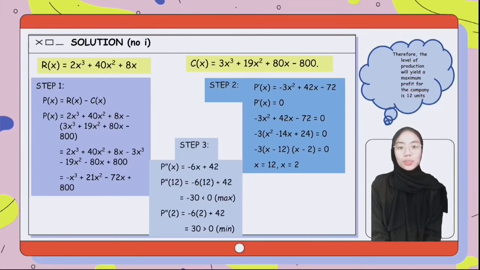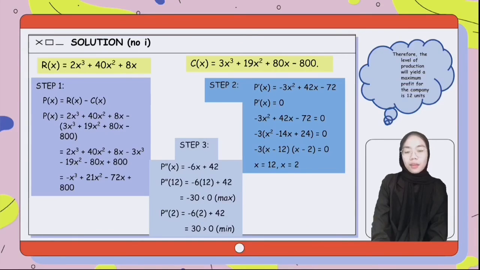Okay, for step 3, to know whether there is a maximum, a minimum or an inflection, check using the second order condition known as SOC. Then we insert the values 12 and 2 into the second derivative of the profit function, where we get negative 30 when the production level is equal to 12, while positive 30 when the production level is 2. So when it is equal to 12, the value is negative 30, which is less than 0 and therefore is the maximum. While when the level of production is equal to 2, the number is positive 30, which is greater than 0, therefore it is the minimum level.